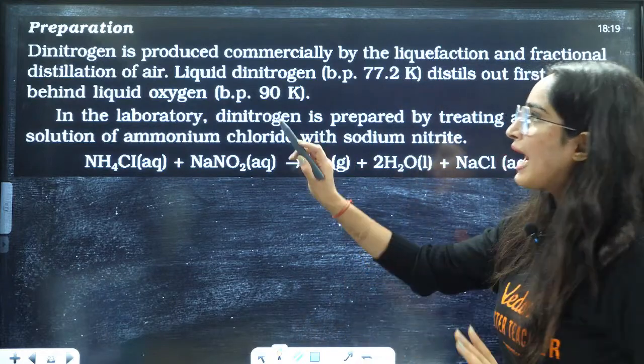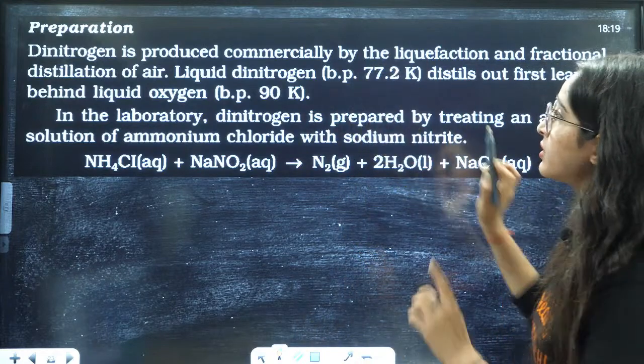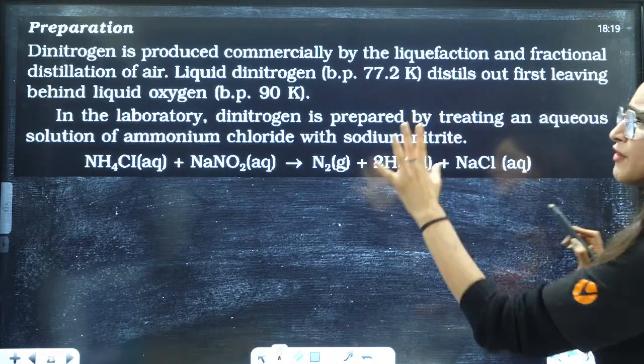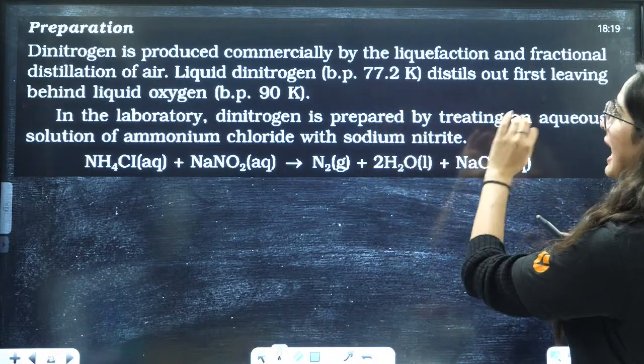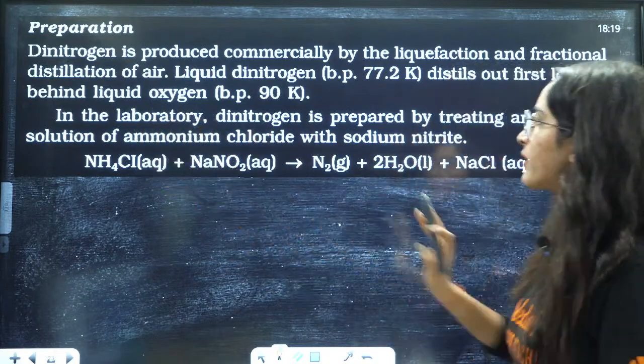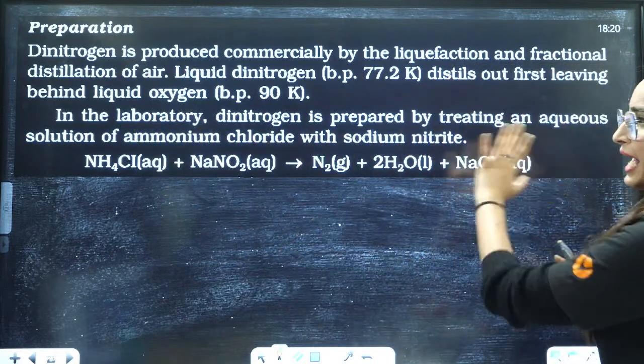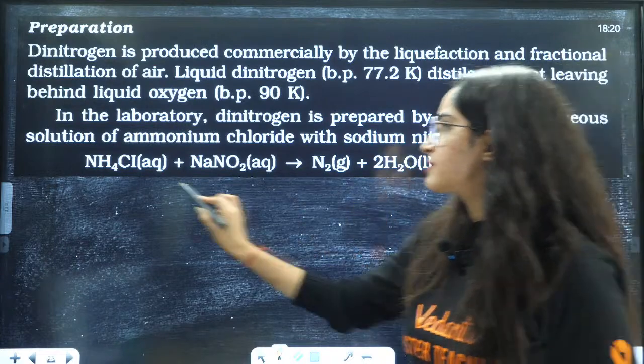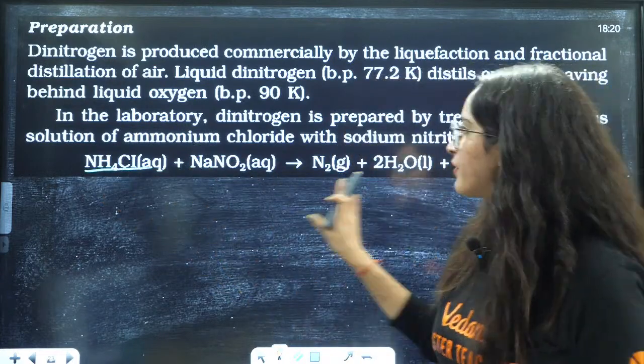So now dinitrogen, that is N2, is produced commercially by liquefaction and fractional distillation. Liquid dinitrogen distills out first, leaving behind oxygen. In a laboratory, dinitrogen is prepared by treating an aqueous solution of ammonium chloride. This is the equation where dinitrogen is produced.